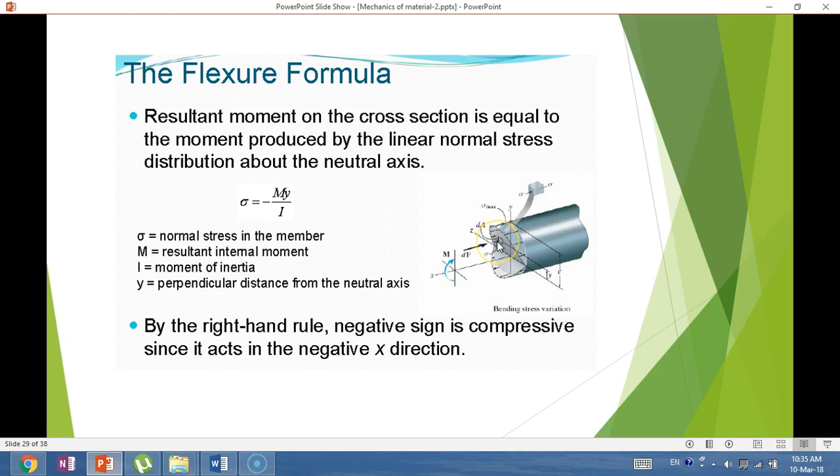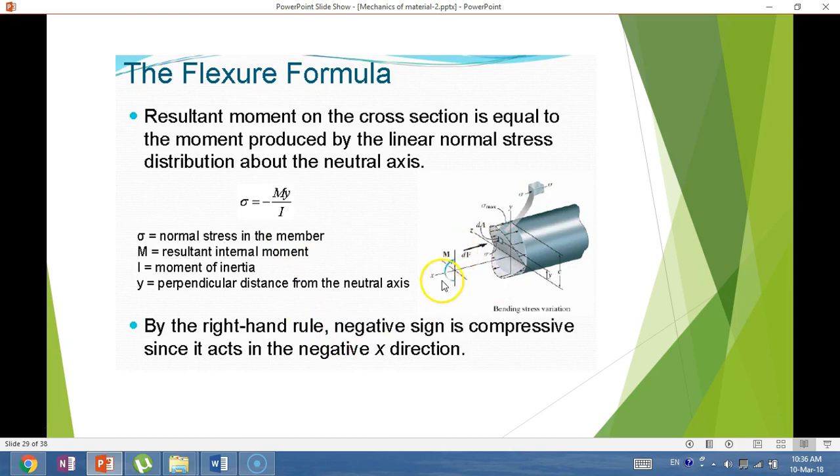And if we take an infinitesimally small area delta A, to which we apply the stress, then the resultant will be dF, which is a small force value, and we take moment of the forces. Here is a compression and there is a tension. At the end we come to that expression, for which sigma is the normal stress in the member, M is the resultant internal moment, I is the moment of inertia, and y is the perpendicular distance from the neutral axis to the point for which we are evaluating the stress.